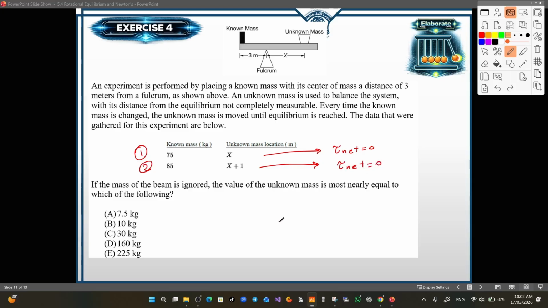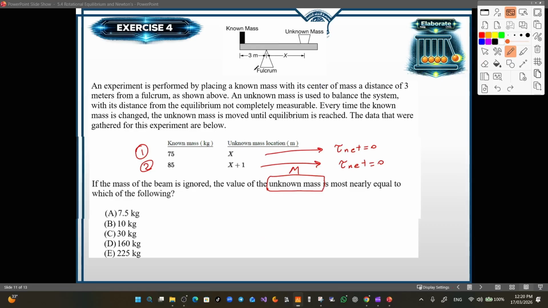If the mass of the beam is ignored, the value of the unknown mass, so we are interested in finding the value of the unknown mass, and this value, let's call it capital M, which is unknown and fixed in both trials, is most nearly equal to which of the following? Now let's state all the forces acting on the beam.